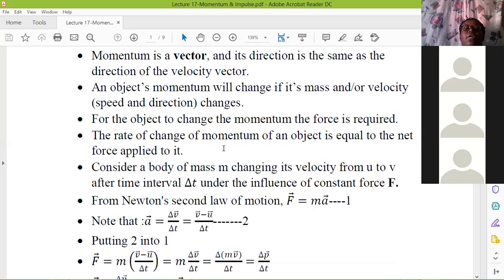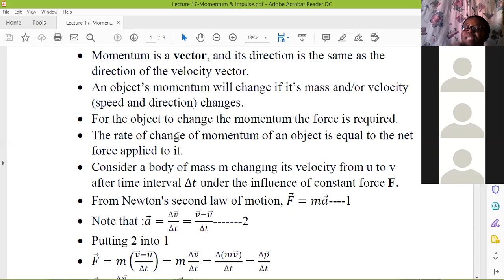As we said, in order for the object to be in motion, there is a force required. It's the same thing here. In order for the object to change momentum, a force is required to be applied to that object. Remember, the rate of change in momentum of an object is equal to the net force applied to it. So depending on the amount of force applied to an object, the momentum will change depending on that amount.